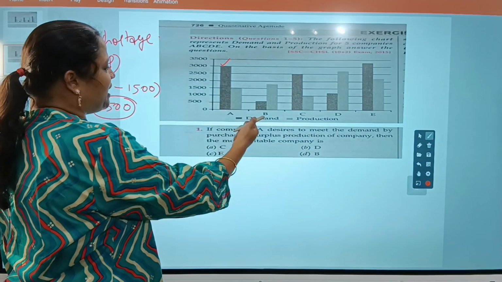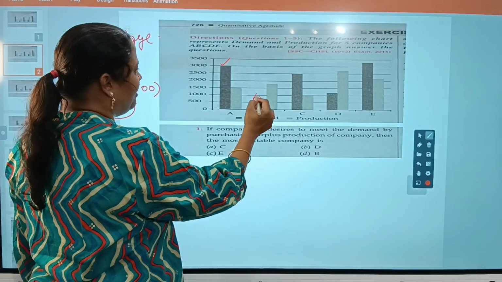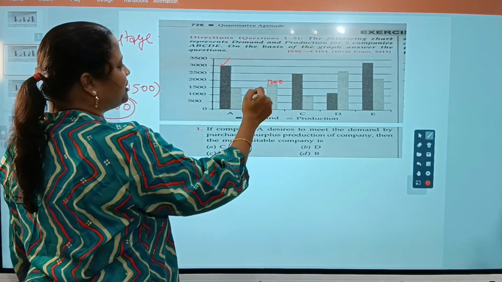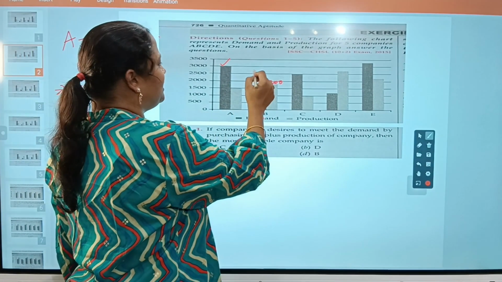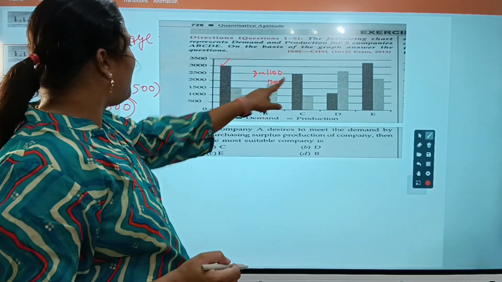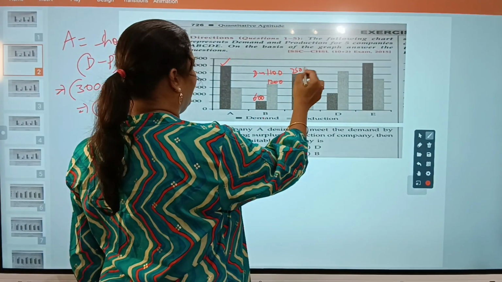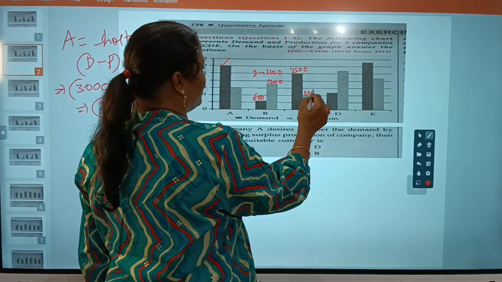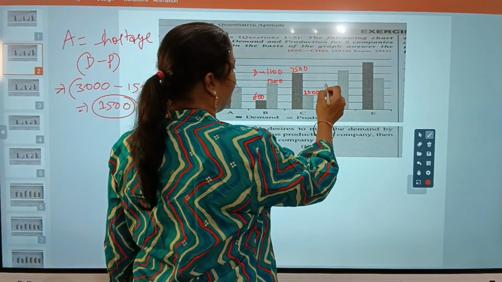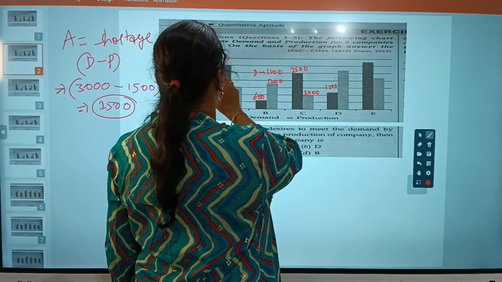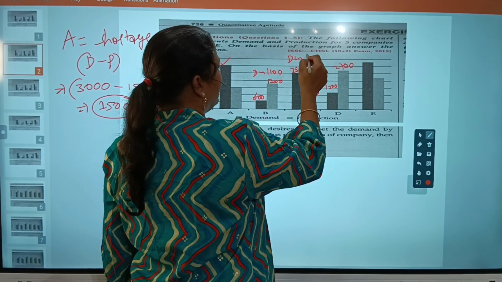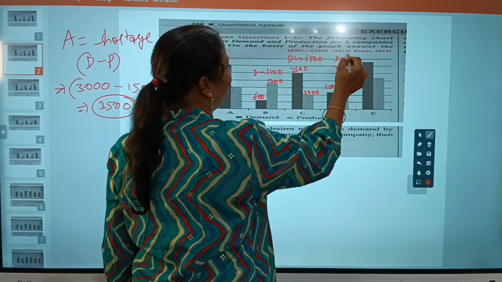So in this case, if you see in B, it is 600. Here it is 1700. So the difference is 1100. In case of C, you can see the demand is 2500 and the production is 1000. And in D case also, the demand is 1200, production is 2700. Here the difference is 1500.